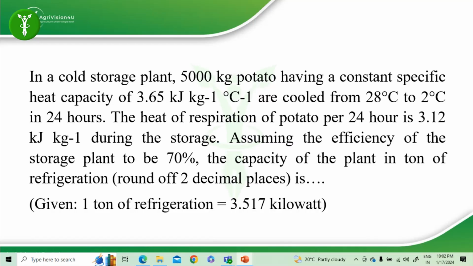Moving on to the next problem statement. This is very easy. How many of you have been able to solve it? What is the answer? Let me know the answer.